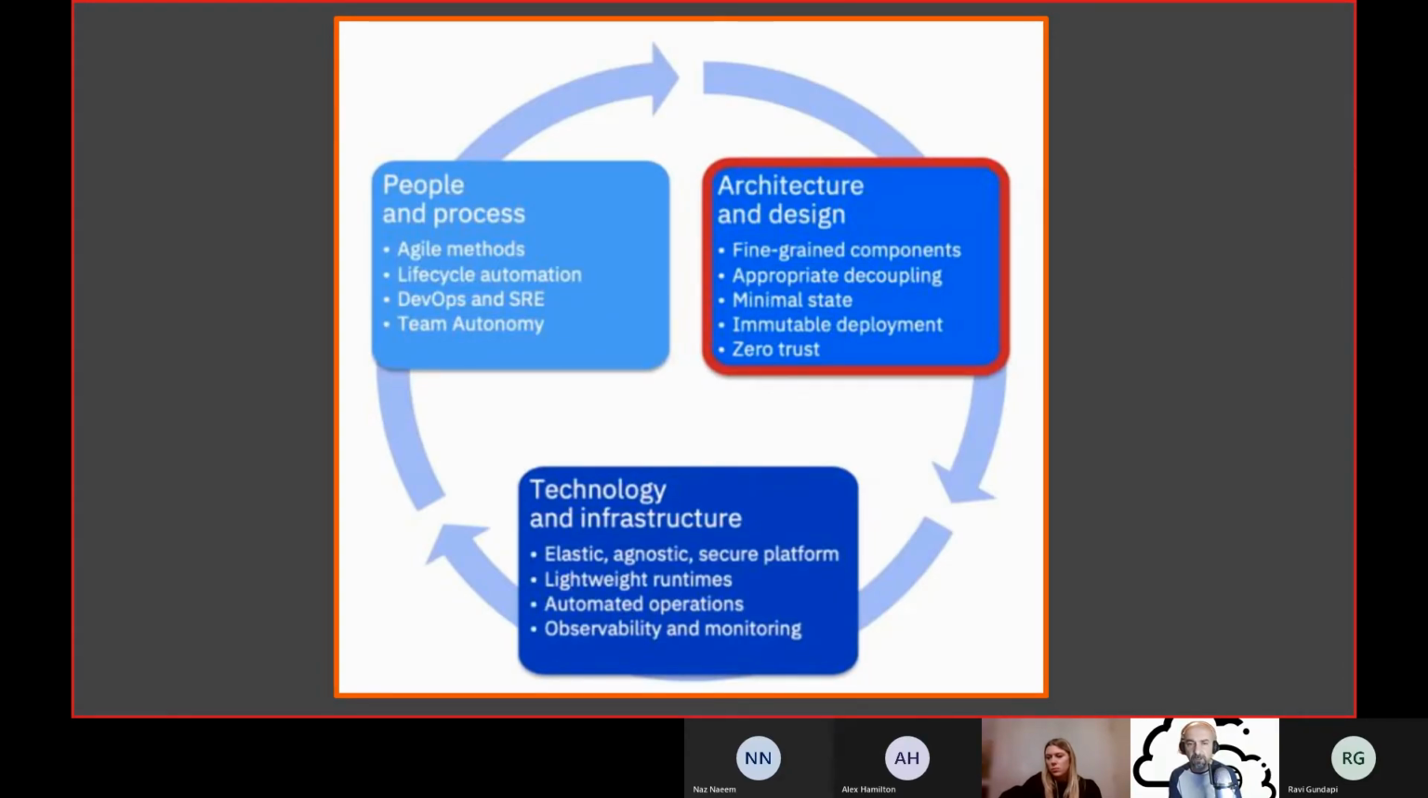So you have more finely grained components. Everything's decoupled, so it can operate independently, as we said. There are minimum states to achieve with the design, and the architecture and the applications are immutable. As we said earlier, it's all about zero trust in that space. And in terms of the technology and infrastructure that you deploy, it has to be elastic, agnostic, secure from the first point, and it needs to run in a lightweight environment. So again, breaking up the application into microservices means that you can reuse a lot of those microservices elsewhere.